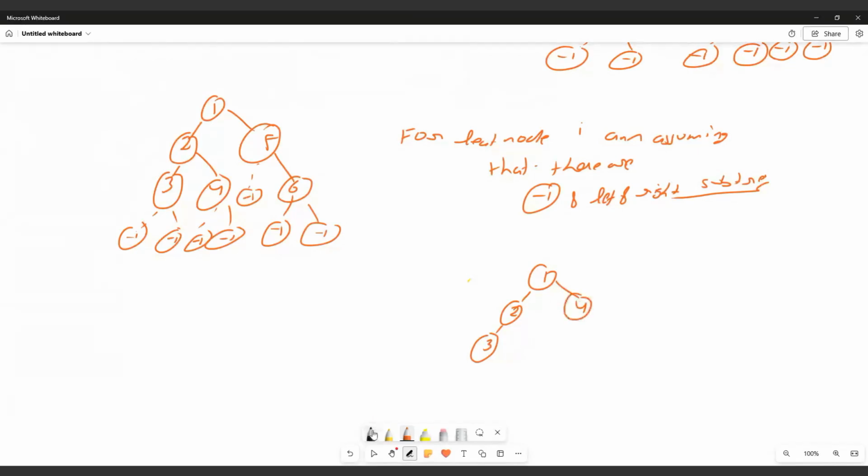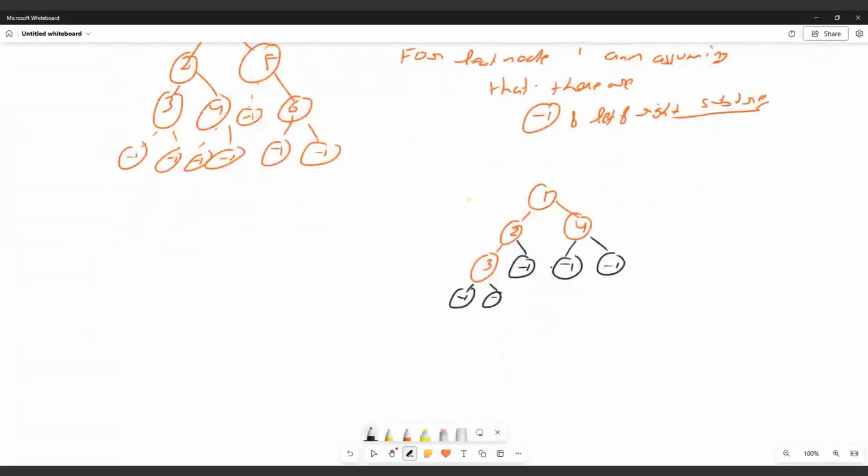Class, if this is my binary tree, I'm assuming that this is minus 1, here is also minus 1. For this, right is minus 1 because there is no right subtree. For this, left and right both are minus 1. So if I want to take input for this, the input would look like this: 1, now 2, then we have 3, then minus 1, then again minus 1, then we have taken the 2, now this is again minus 1, then we have 4, then minus 1, then minus 1.